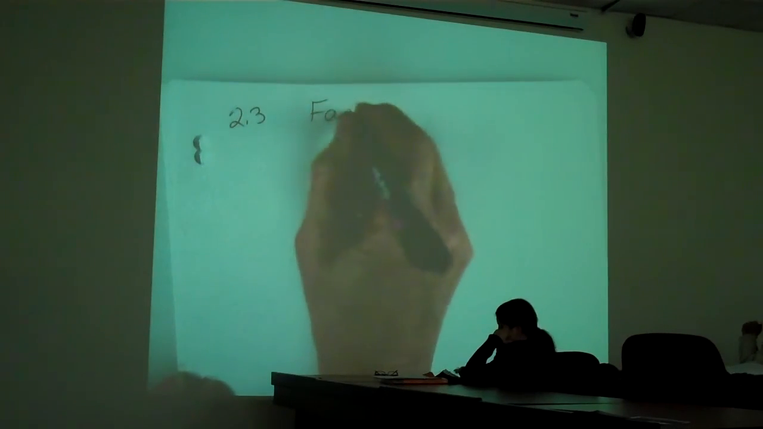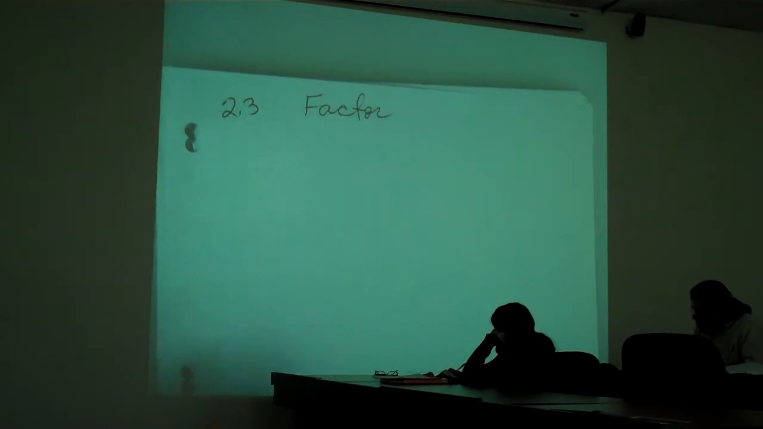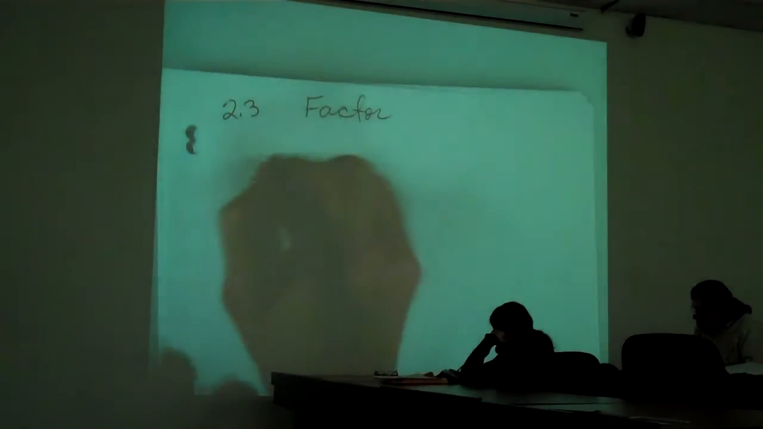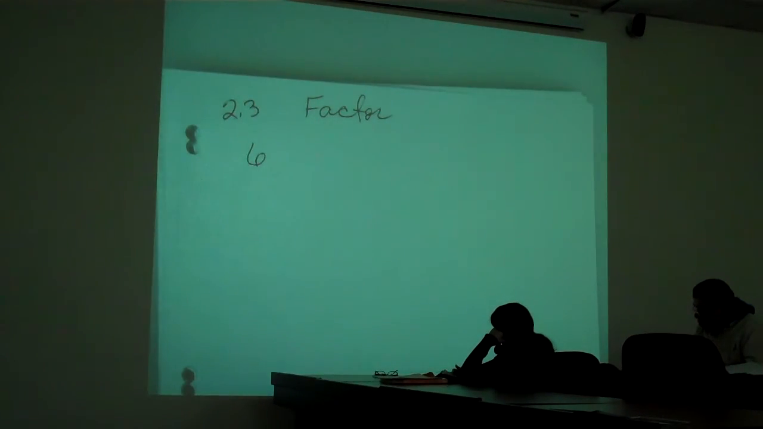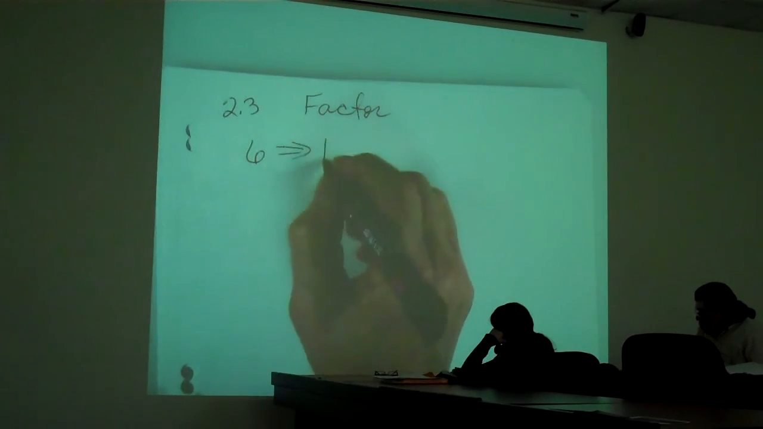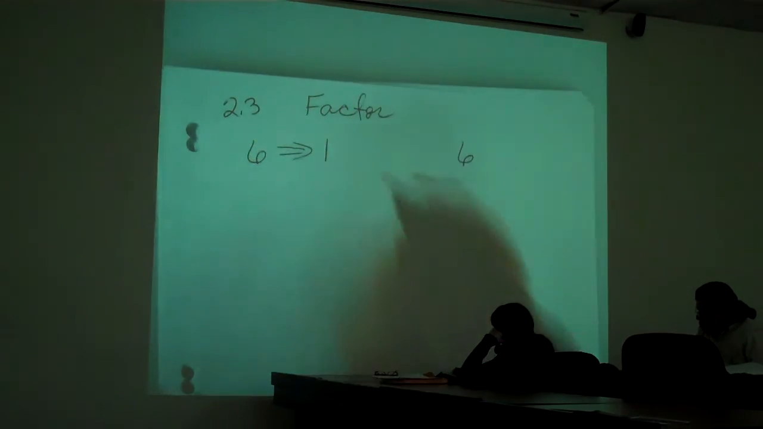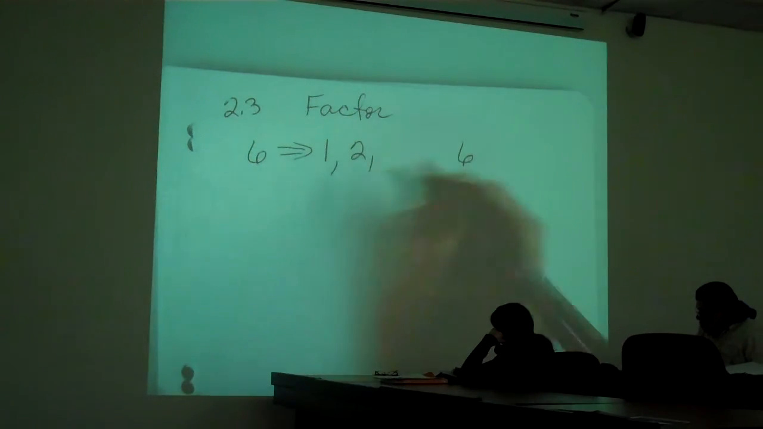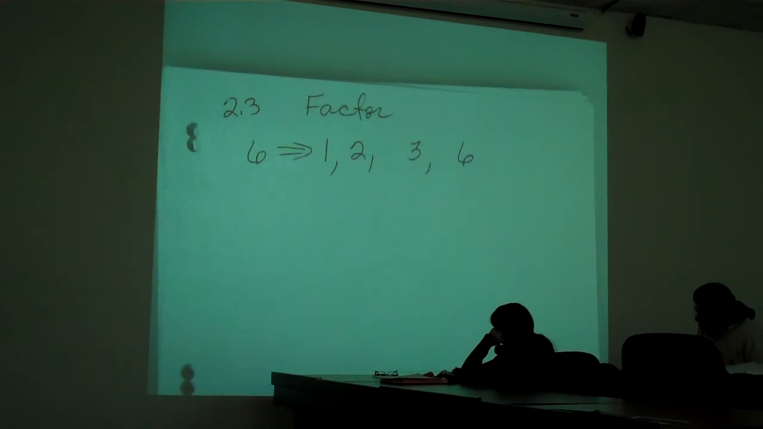Okay, the factors of a number. Like you know that 6 is 2 times 3? 2 and 3 are factors. If you have to find all the factors of a number, it wants you to give the 1 and the 6, like 1 times 6, and 2 will go into it, 2 times 3. These are all the factors of 6.